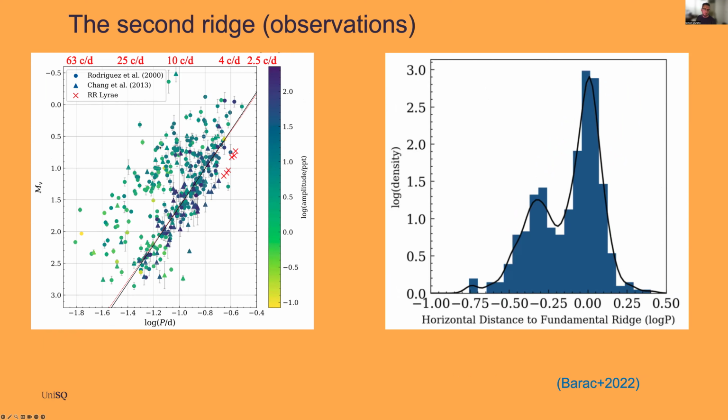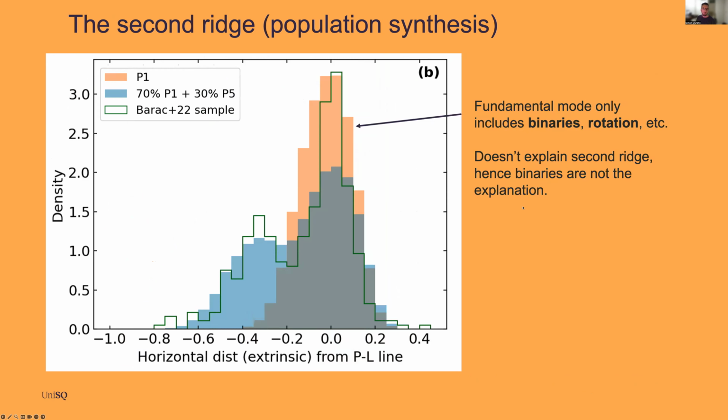This here is the observed period luminosity relation with a second ridge. This is from Natasha Barak's paper. And if you plot the distance from the black line in the horizontal direction, you can make a histogram out of that. And this is the second ridge in the period luminosity relation that we would like to reproduce. And here's our attempt at that.